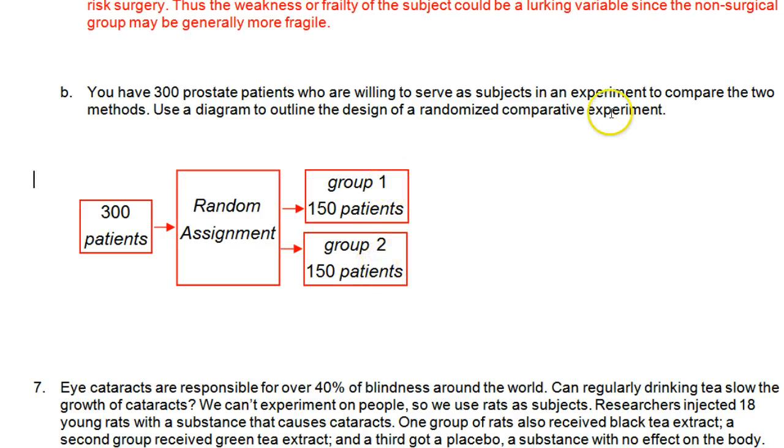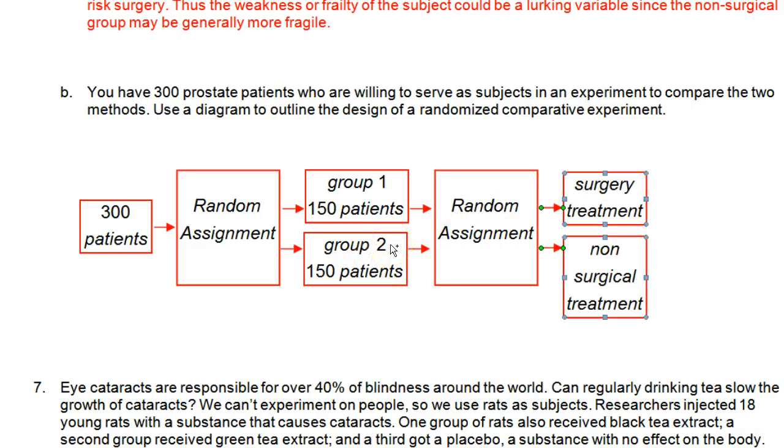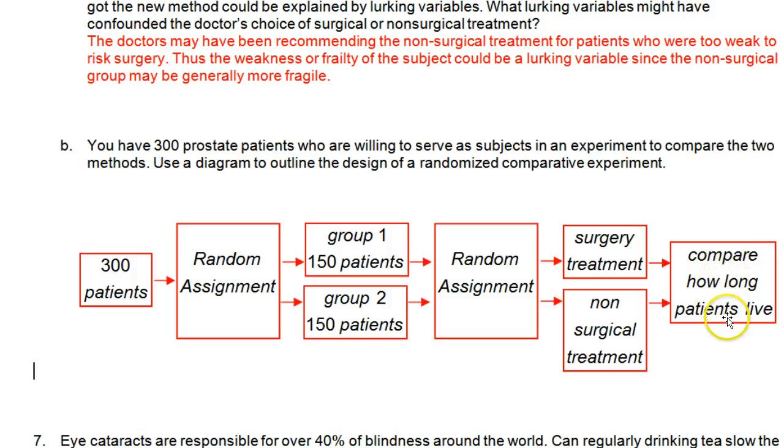Alright, so we're going to have two groups because we're going to have two treatments, but first you randomly assign them 150 for each group. And then you do another second random assignment to decide which group gets which treatment. So, for example, one group is going to wind up getting the surgery treatment, and one group is going to wind up getting the non-surgical treatment. And of course, in the end, then you're comparing how long patients live after the surgery treatment versus the non-surgical treatment.